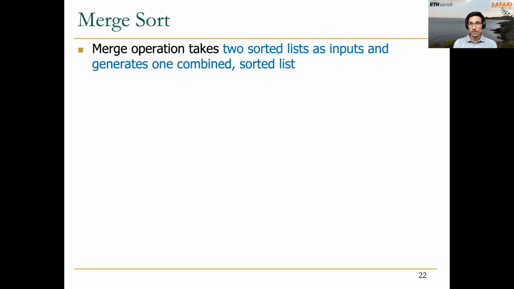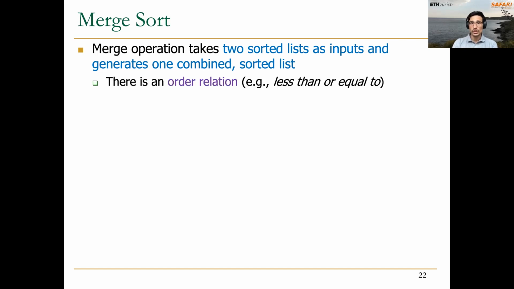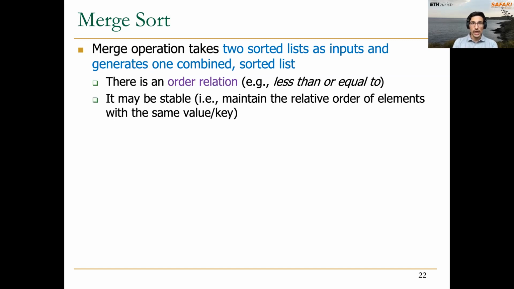Merge is an operation where we take two sorted arrays or two sorted lists as the input, and we generate one single output list that is combined and sorted as well. Observe that there's going to be an order relation here. For example, elements will be sorted based on this relation, for example, less than or equal to. And we may require this merge operation to be stable, that is, maintaining the relative order of elements which have the same value or the same key.